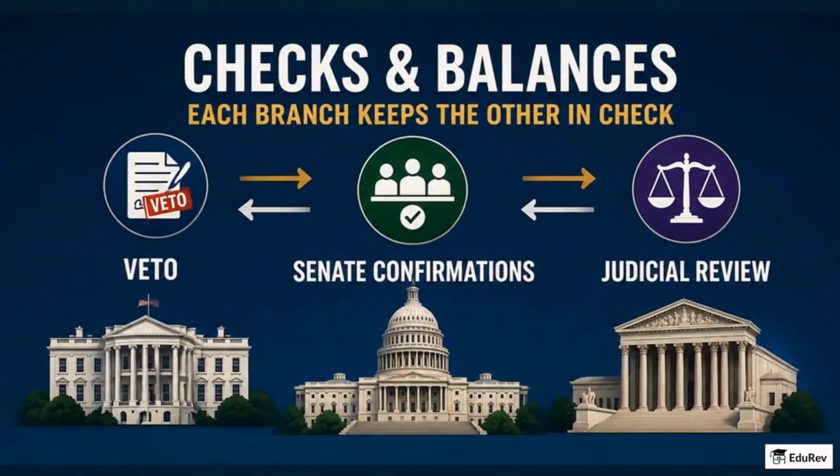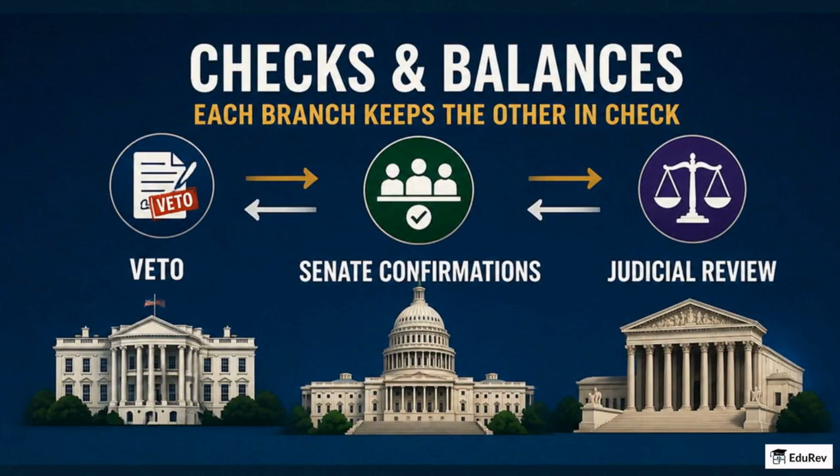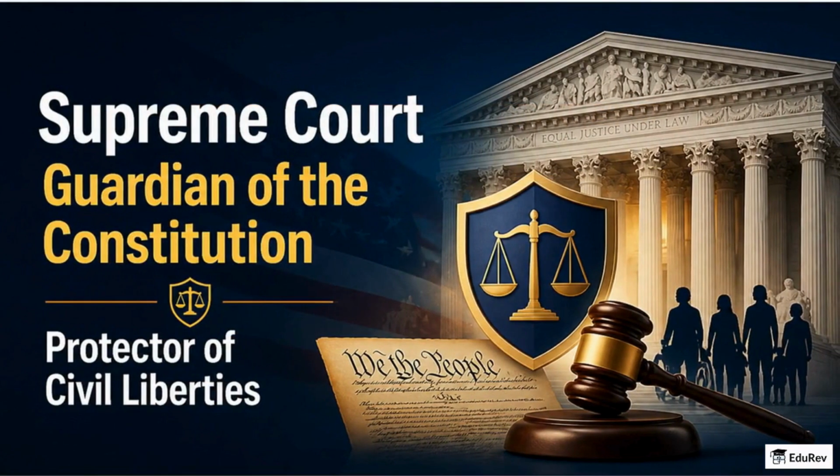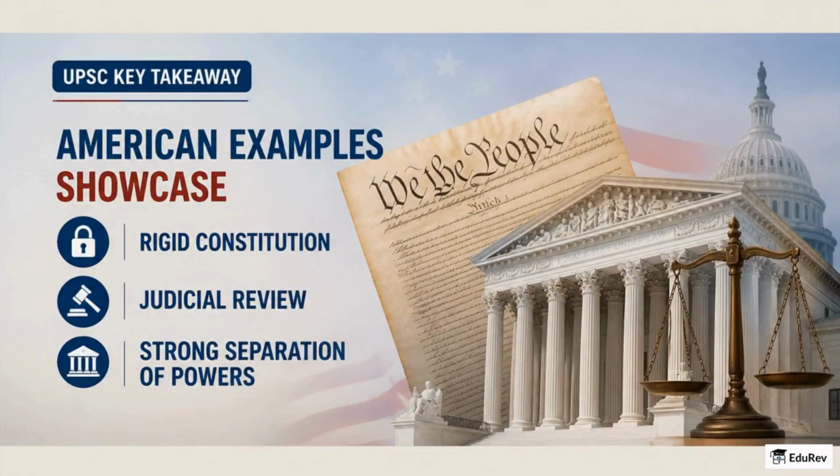Checks and balances are practical. Vetoes, Senate confirmations, and judicial review keep branches in check. Judicial review makes the Supreme Court the guardian of the Constitution and a powerful arbiter of civil liberties. For UPSC, remember, American examples are often used to illustrate rigid constitutions, judicial review, and strong separation of powers.